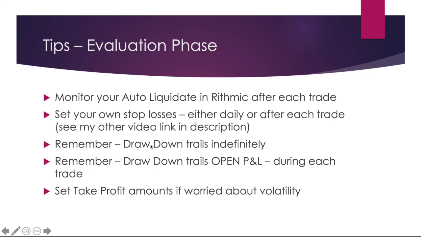Also just keep in mind that the drawdown trails indefinitely. I think some people just don't understand how it works. They forget that it's trailing. Just remember that it's trailing, and it doesn't stop at break even. When you get to $5,000 in profit, you still have a drawdown number that at this point will be above $100,000. So remember that the drawdown trails the open P&L.